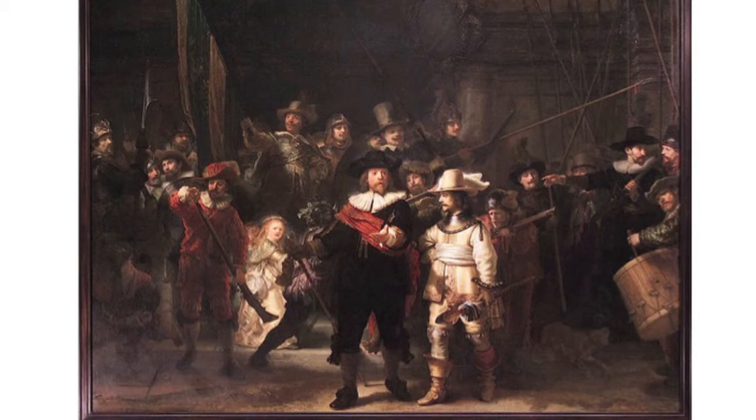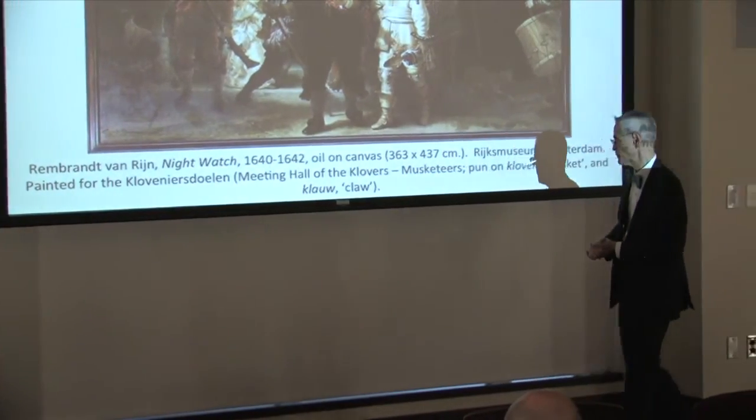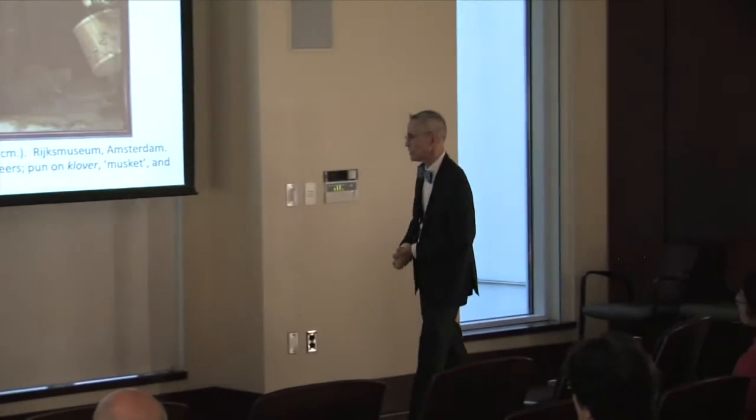But it's more than a group portrait, as you'll see in a moment. Like Bosch's painting, like Hugo van der Goes's painting, it moves beyond the expectations of the group portrait. It was painted for the meeting hall of the Clovers, and the Clovers are musketmen. They were the musketeers of Amsterdam.